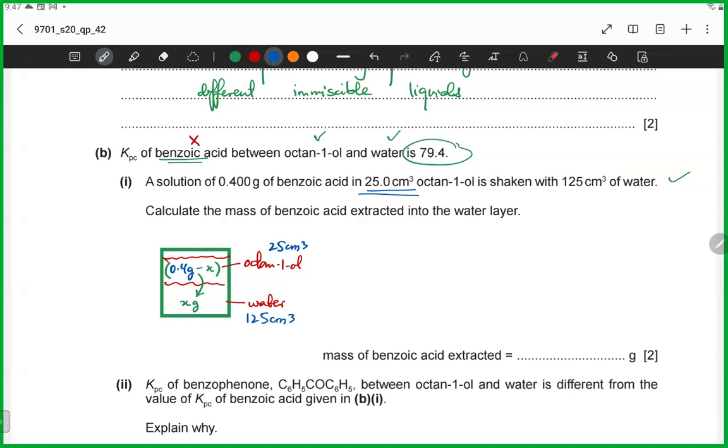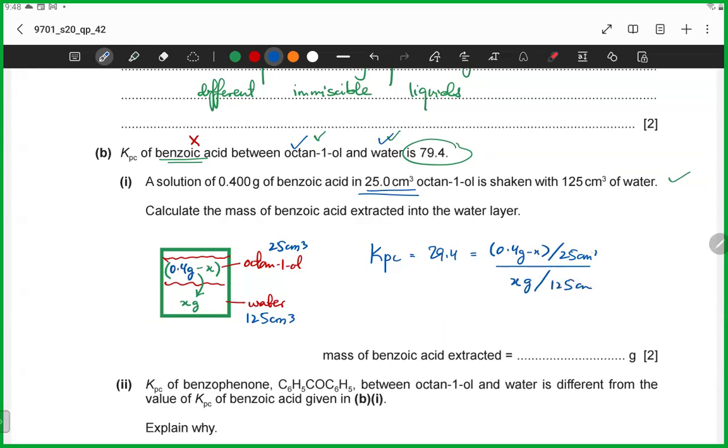Now what you have to do is calculate the mass of benzoic acid extracted into the water layer. So basically you have to find X. We know KPC. We already know what the value is. That's 79.4. So it's octan-1-ol layer divided by the water layer. So how much of it is dissolved in the octan-1-ol layer? That's 0.4 grams minus X, in how much cm3? That's 25 cm3. And divide that by the water layer. What is the water layer? That's X grams in 125 cm3.